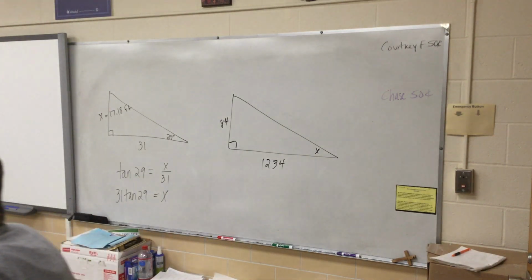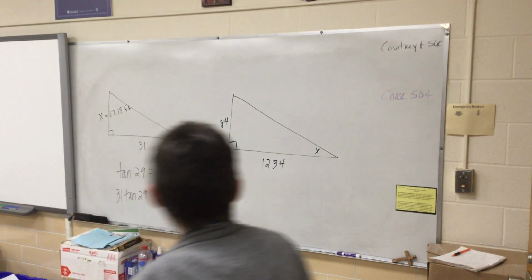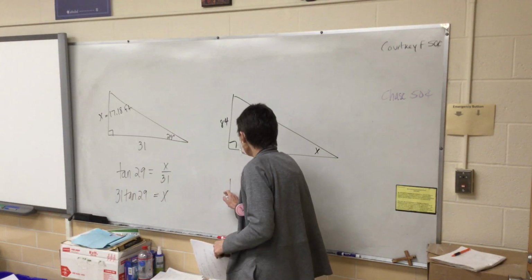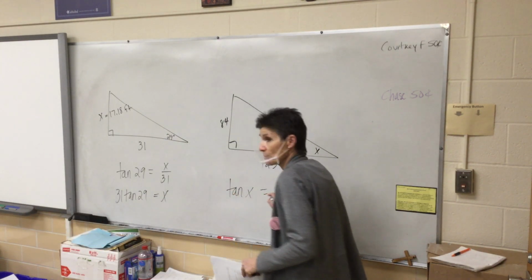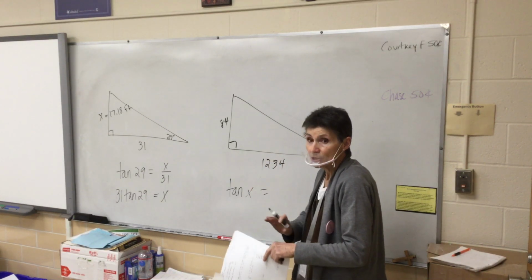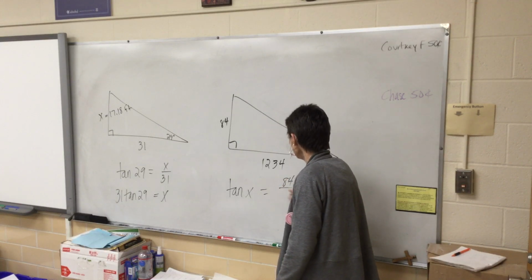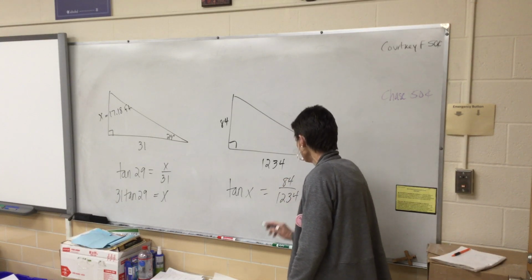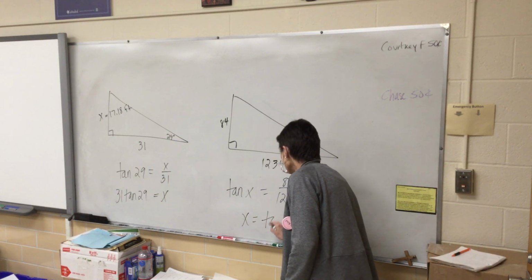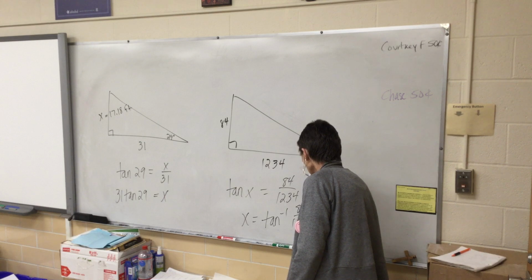So if I measured my distance from where I am to the back wall, it would be this distance right here that I would measure. So that is tangent, as Ella said. But it's tan x, right? That means no math, straight to the calculator. So tangent x equals 84 over 1,234. So x equals inverse tangent of 84 over 1,234.